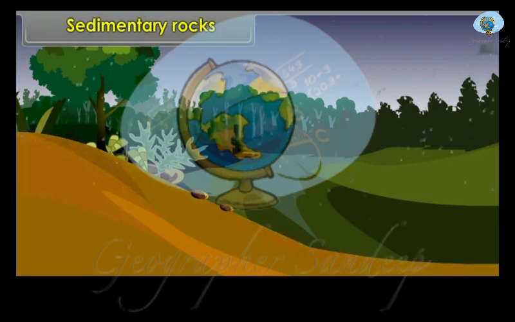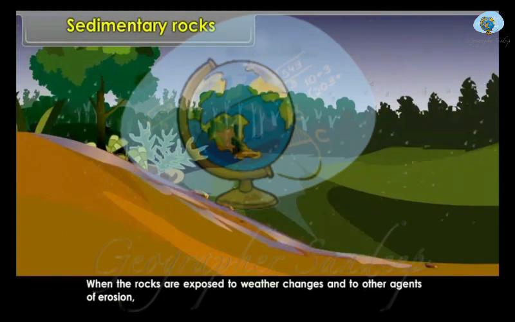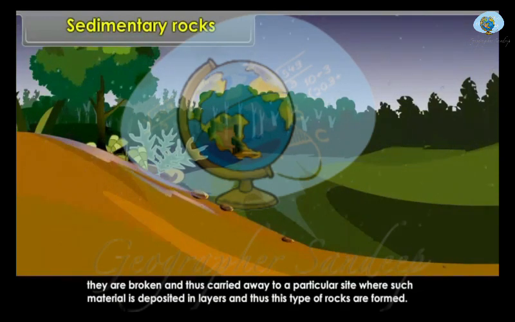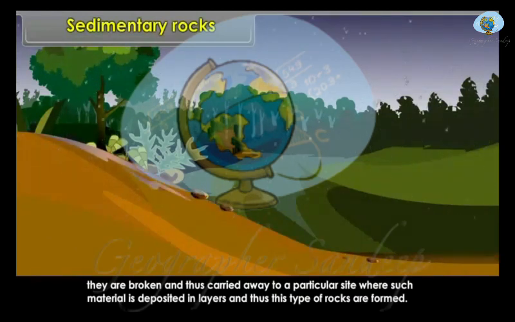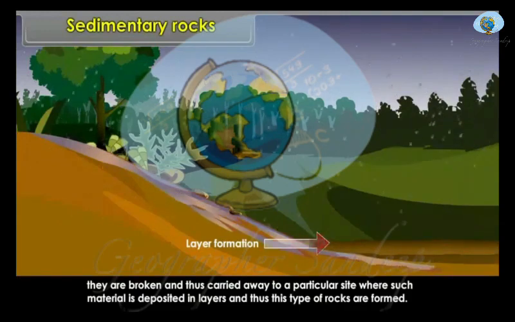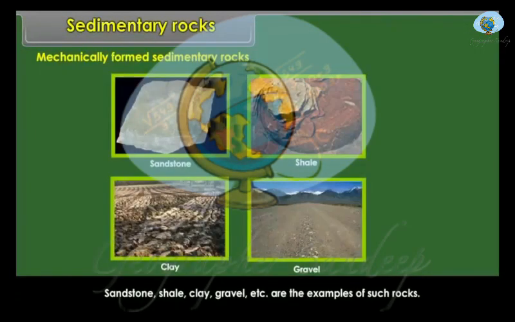Mechanically formed sedimentary rocks. When the rocks are exposed to weather changes and to other agents of erosion, they are broken and thus carried away to a particular site where such material is deposited in layers, and thus this type of rocks are formed. Sandstone, shale, clay, gravel, etc. are the examples of such rocks.